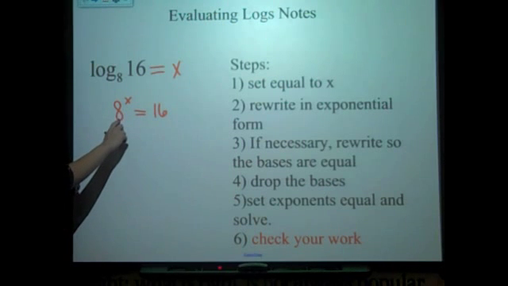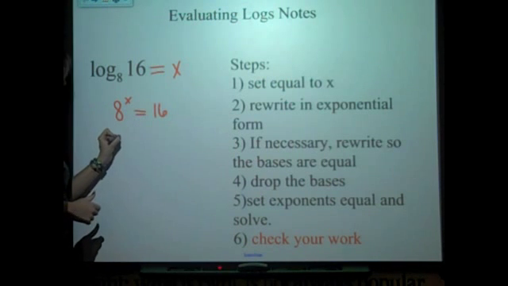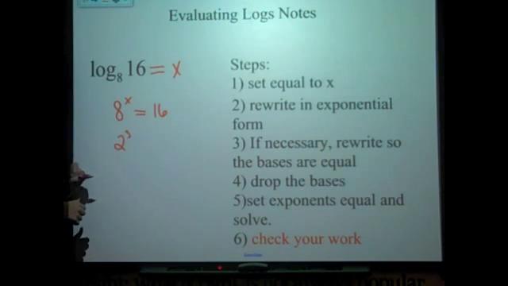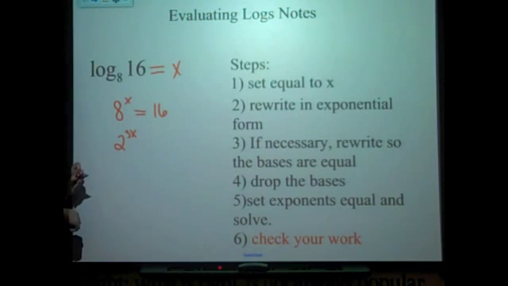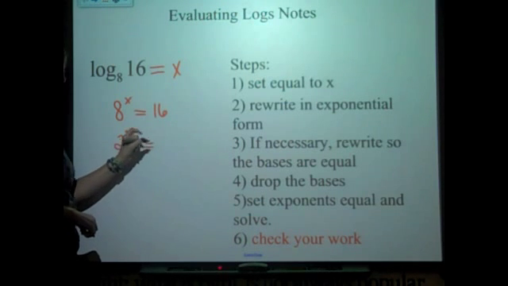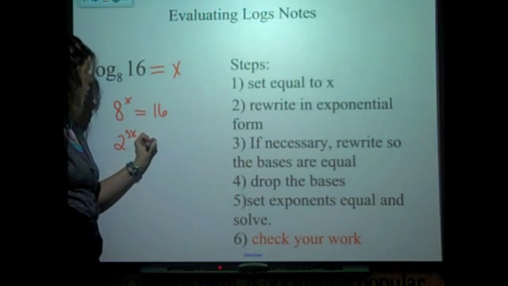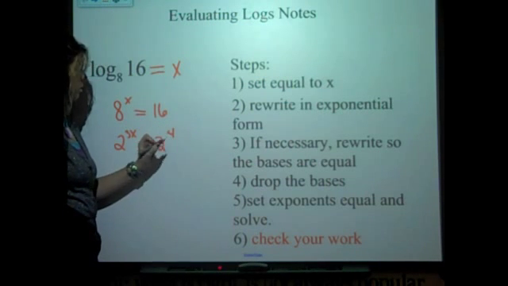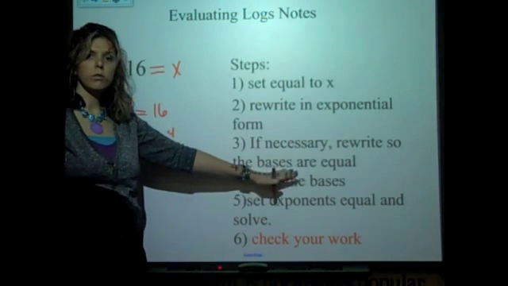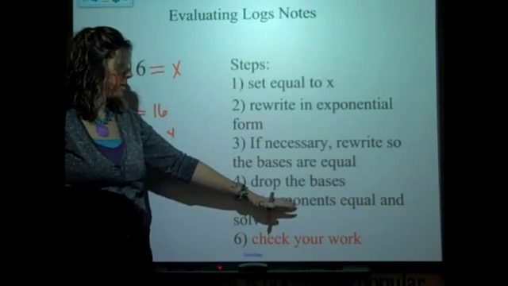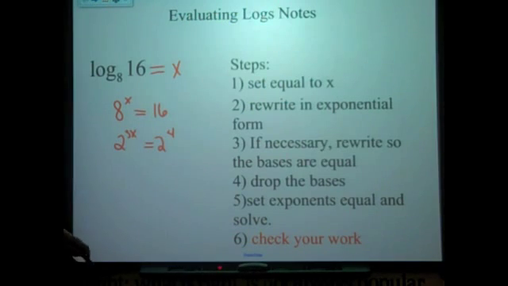So how can we rewrite 8 and 16 with the same base? To what power? 2 to the third power is 8. Now the x is just going to tag along. So now we have 2 to the 3x power equals, and 16 is 2 to the fourth power. So now that we have our bases that are equal, we want to drop the bases and set the exponents equal and solve.